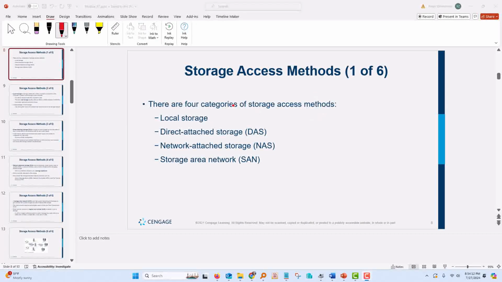IT professionals often divide storage up into four categories, and there is a type of storage that doesn't really fit into these categories. We'll talk about that as we go along. First of all, there is local storage.